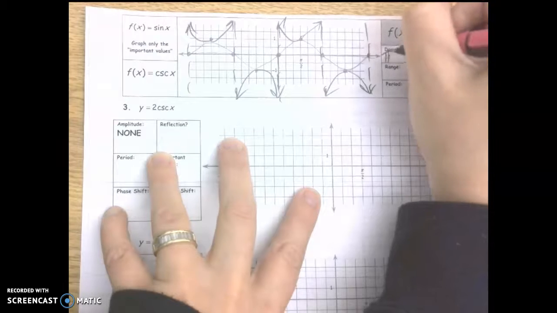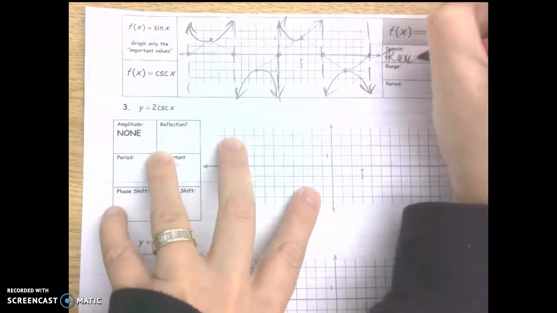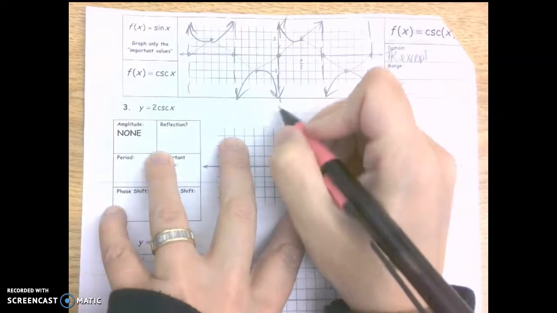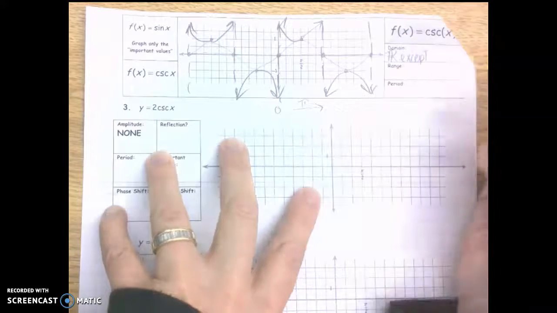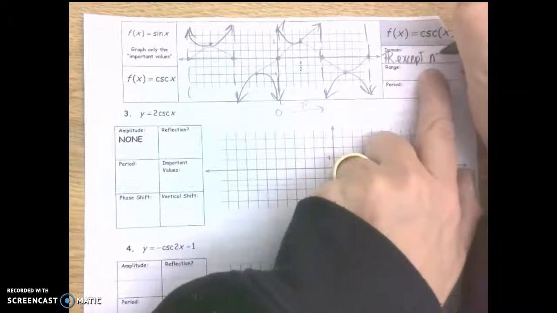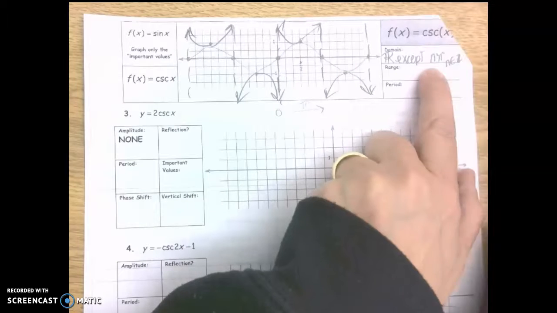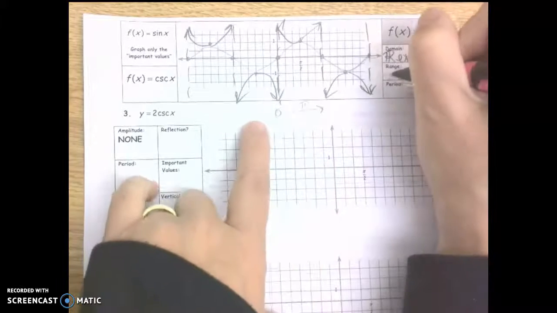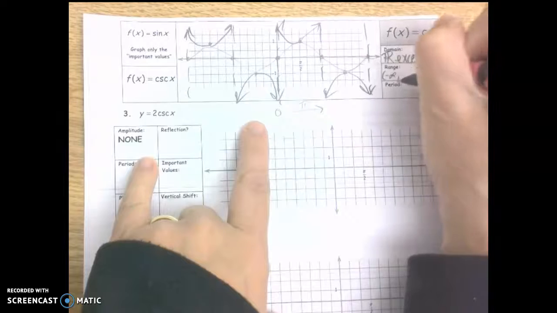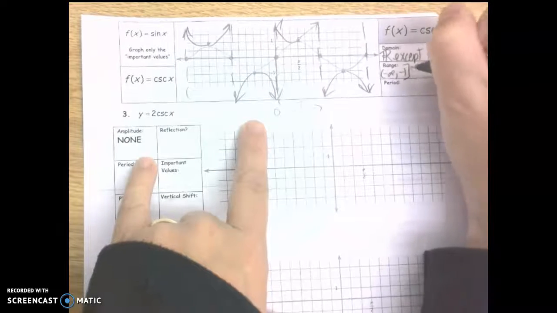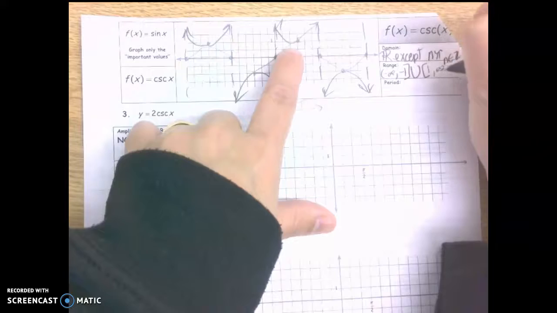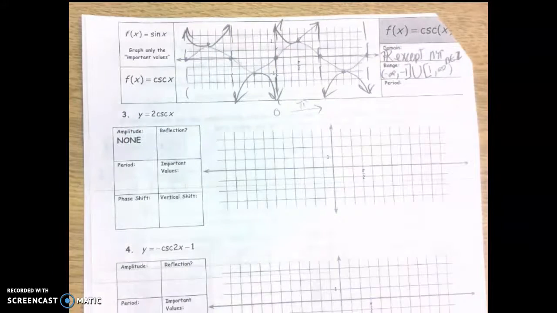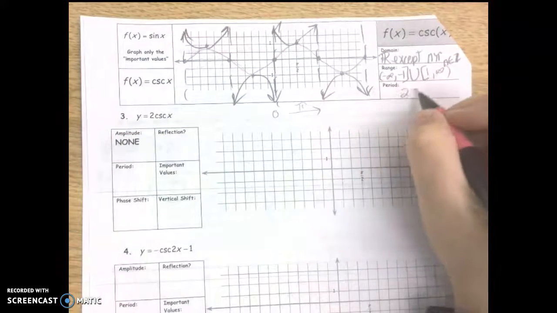All right, the domain here will be all reals except, so my first asymptote is at 0, and it takes pi to get to the next one. So we're just going to put n pi such that n is an element of the integers. The range would be from negative infinity to negative 1 with the union of, go to my max, 1 to infinity. And the period is 2 pi.